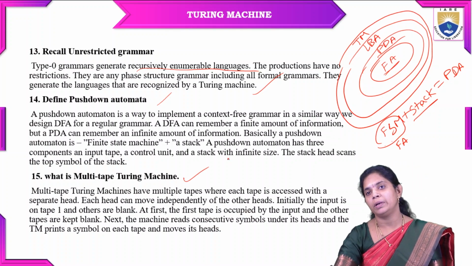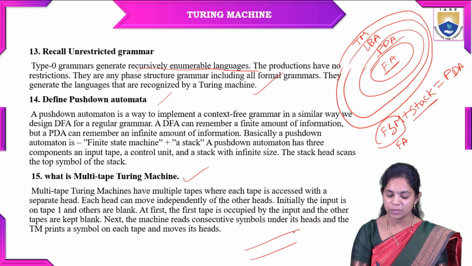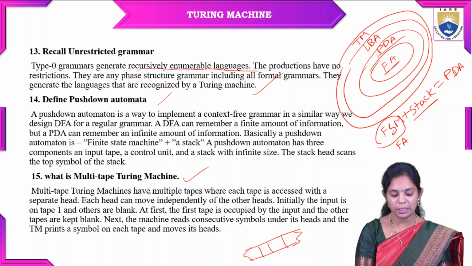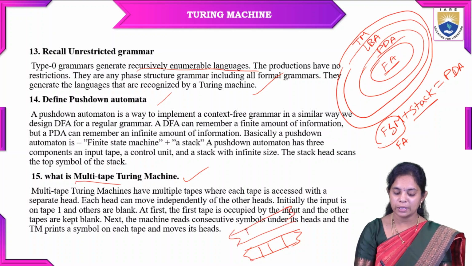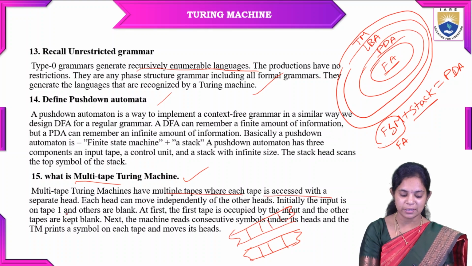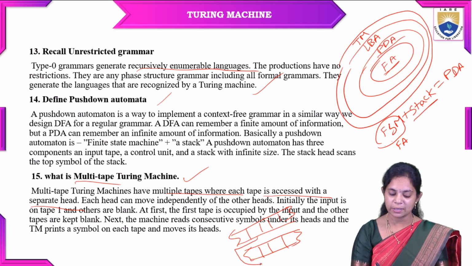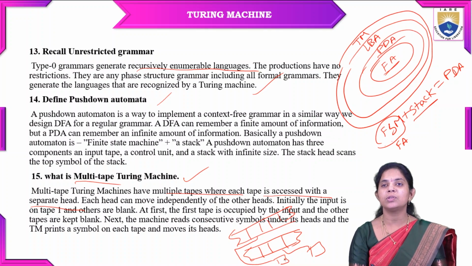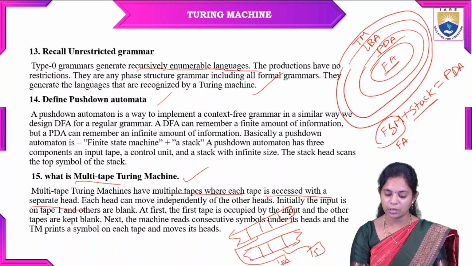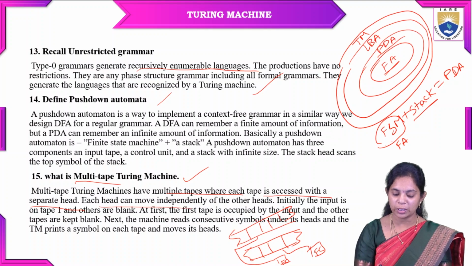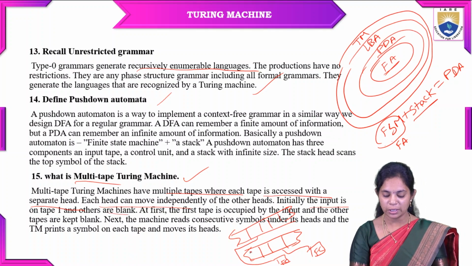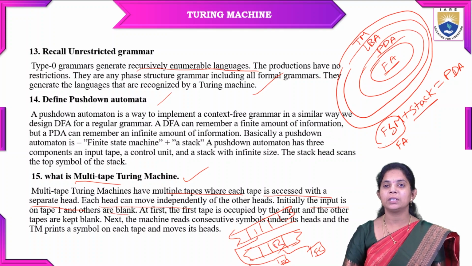And the multi-tape Turing machine. The standard Turing machine has a single infinite tape, but in the multi-tape Turing machine we take multiple tapes, where each tape is accessed by a separate head. Here we have taken two tapes, individually operated by two heads with a finite controller, and each head can move independently of the other heads. Initially the input is on tape 1 and the others are blank. Here the head is on the input on the first tape, and the second tape is initially blank. Like that, a multi-tape Turing machine is designed.